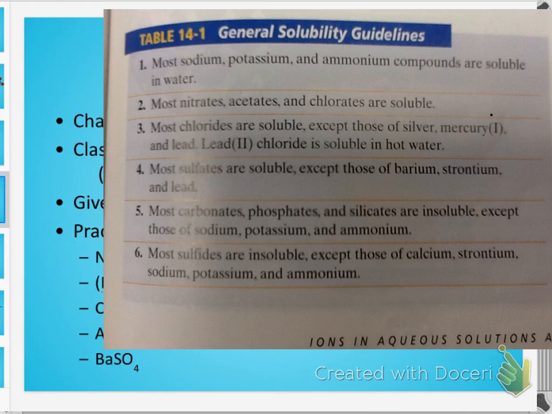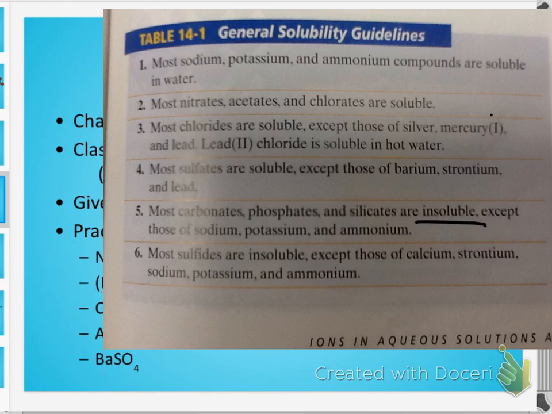Then we start to get into things that have exceptions. Most chlorides are soluble except silver, mercury 1, and lead. Lead 2 chloride is only soluble in hot water, not in cold water. Most sulfates are soluble except barium sulfate, strontium sulfate, lead sulfate. Most carbonates, phosphates, and silicates are insoluble except, so we start to get into those exceptions.